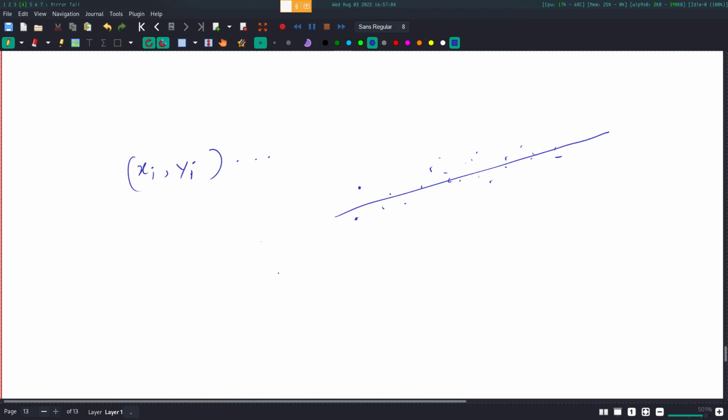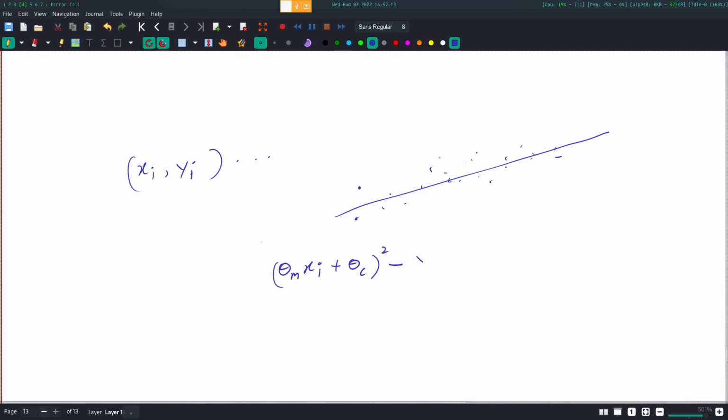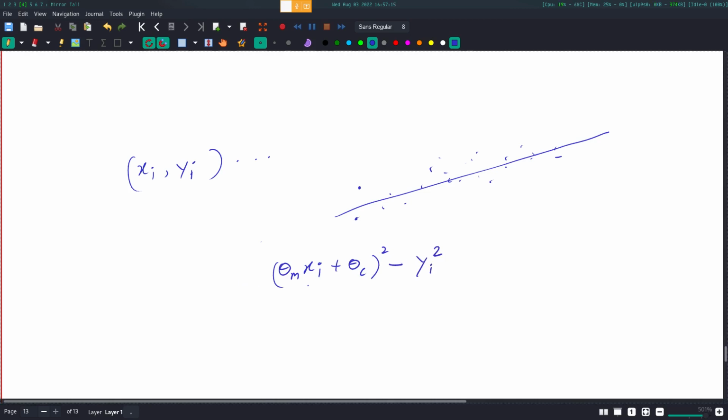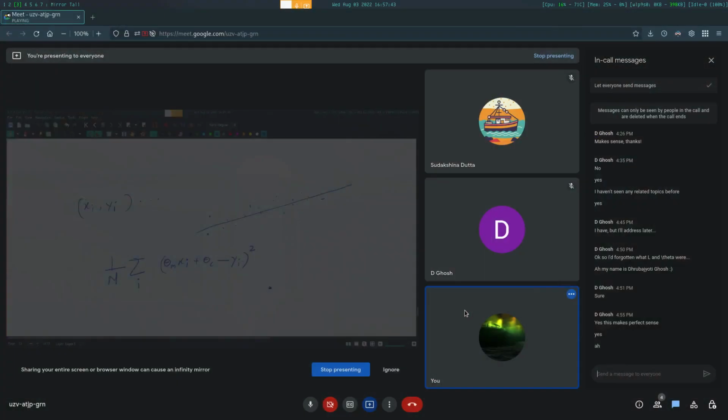So you're saying that, okay, theta m xi plus theta c, whole squared, minus yi squared, right? Sorry, this. Yeah, this, right? This entire thing, average over all of your xi's, and minimize this. This is one way you could phrase the problem of fitting a line through a bunch of points, right? Make sense?